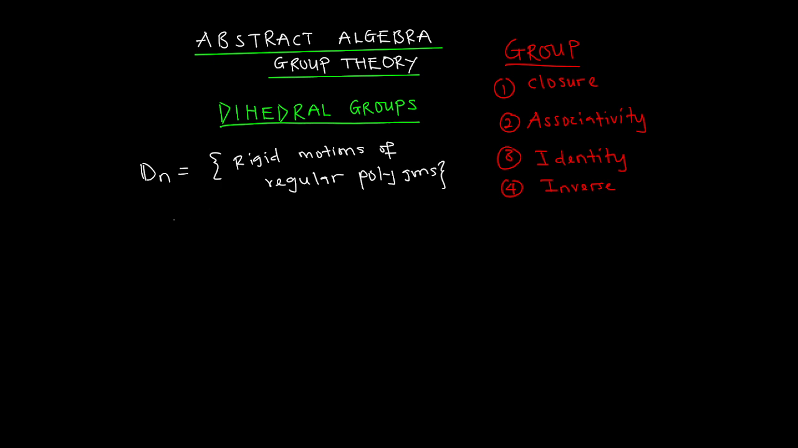And if n is 3, for example, then you have D3. So D3 are the motions of an equilateral triangle. And that is our focus for today's video: the rigid motions of an equilateral triangle. To do this, we're first going to define the rotations and the reflections of a triangle.